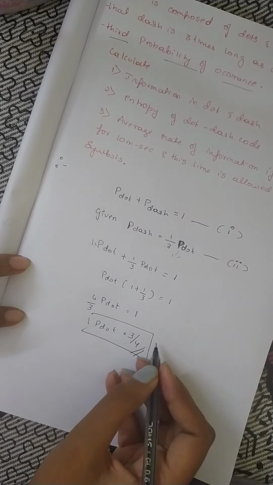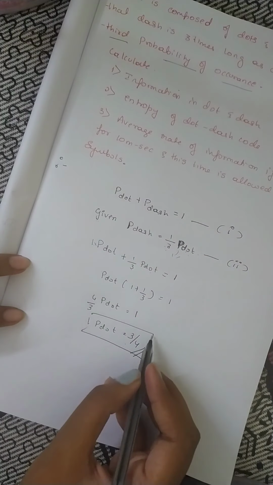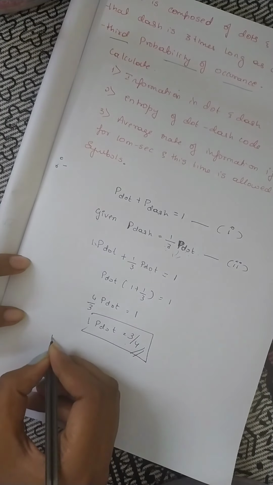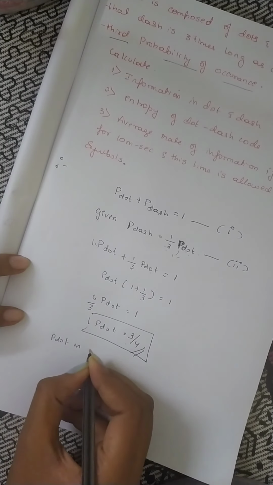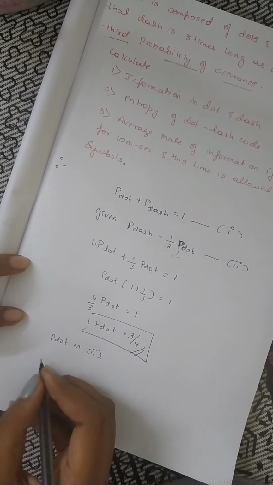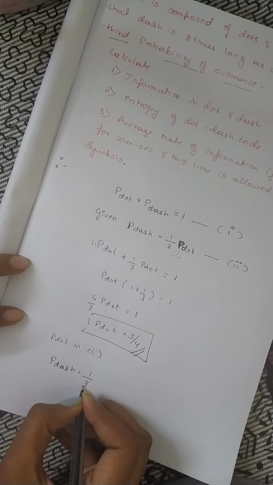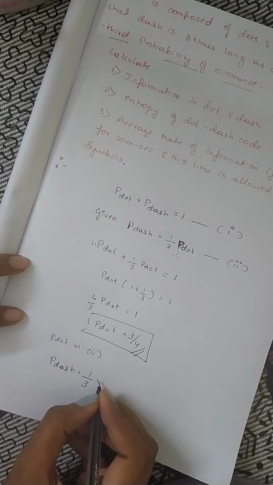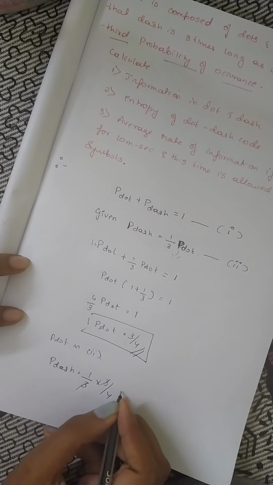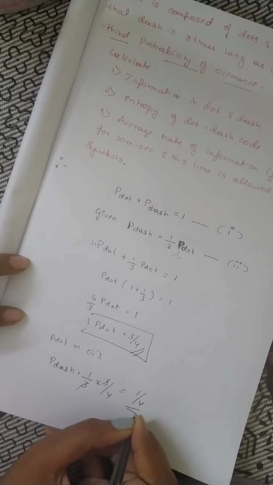Now substitute this back into any of these equations. I'll substitute p dot in equation 2. So I'll get p dash is equal to 1 by 3 times p dot, which is 3 by 4. The 3 gets cancelled, so p dash is 1 by 4. Okay, now we got that answer.